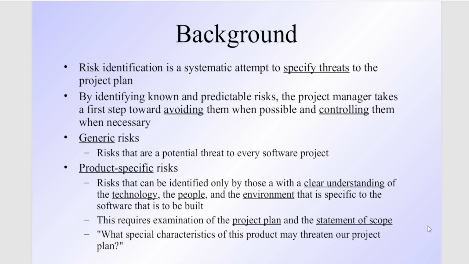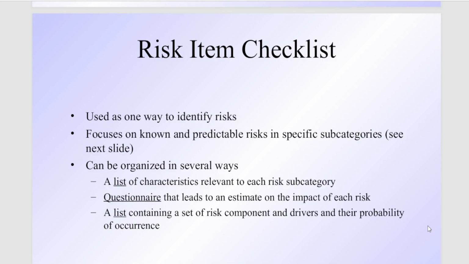Then there might be something which is not generic but product specific, which changes as per the product. If you work on an insurance product, there is one type of risk. When you look into a medical-specific product, there are certain different types of risk. So these are two different categories. Then we need a risk item checklist, created so that we don't miss out any risk, and we focus on the known and predictable risks, right?